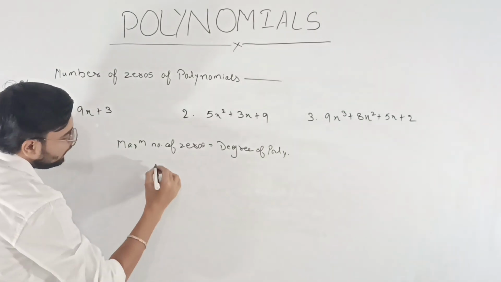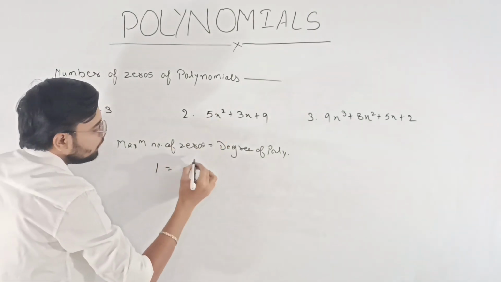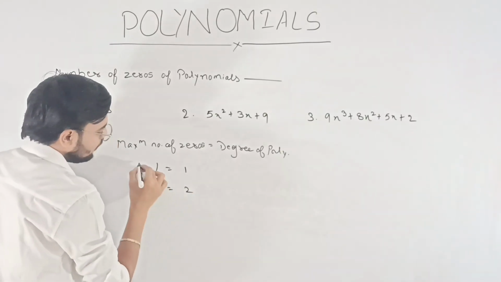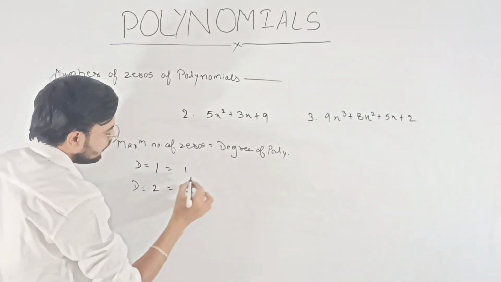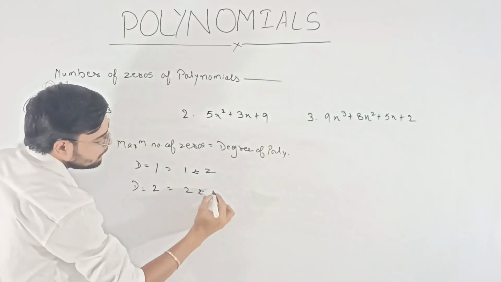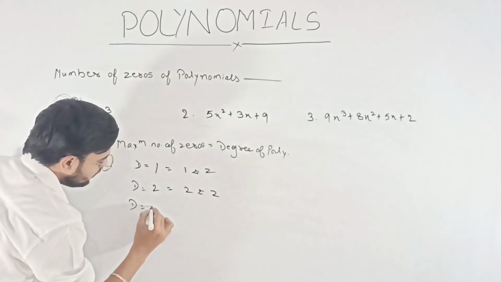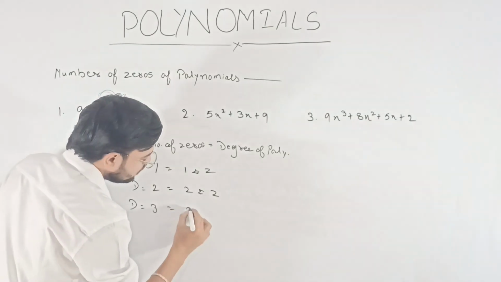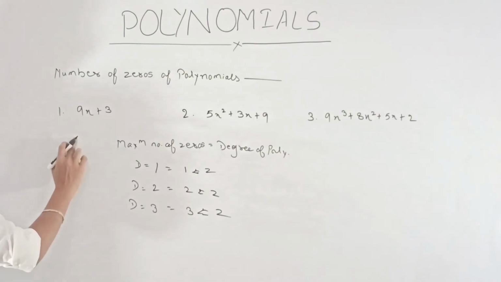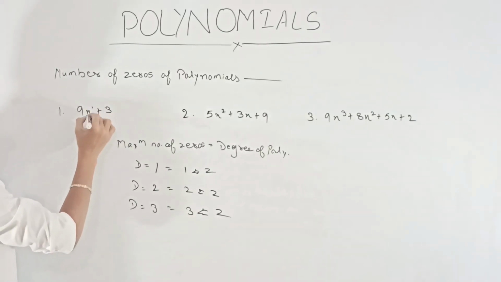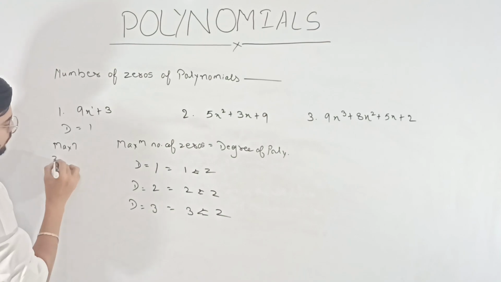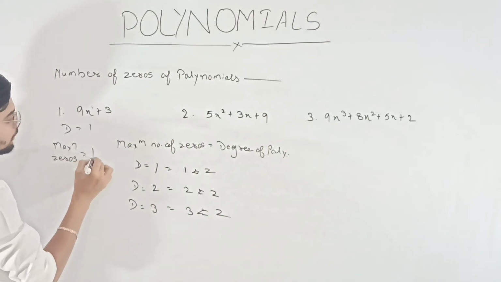Okay, if a polynomial has degree 1, then the maximum number of zeros is 1. If the polynomial has degree 2, then the maximum number of zeros is 2. If degree is 3, then the maximum number of zeros is 3. Understood? Now look at this polynomial. In this polynomial, what is the degree? Degree is 1. Then maximum zeros is equal to 1.